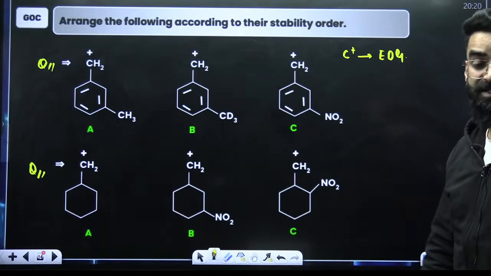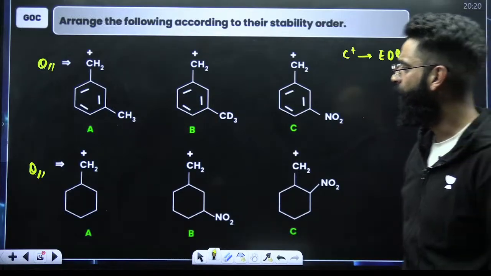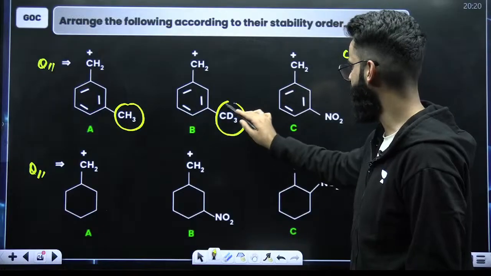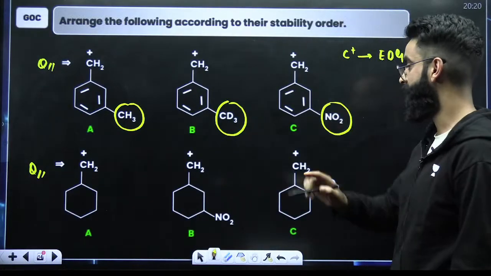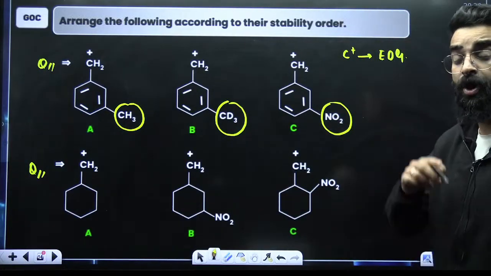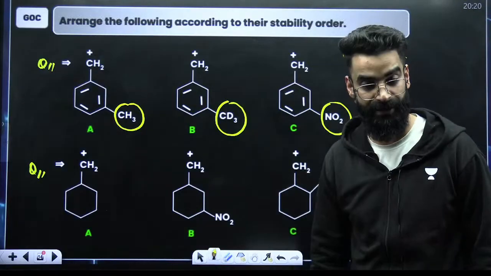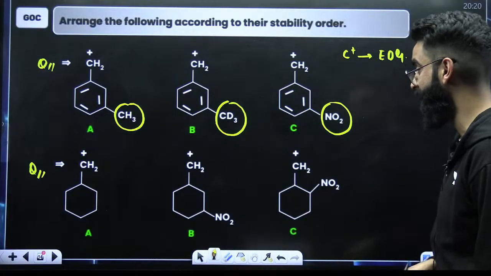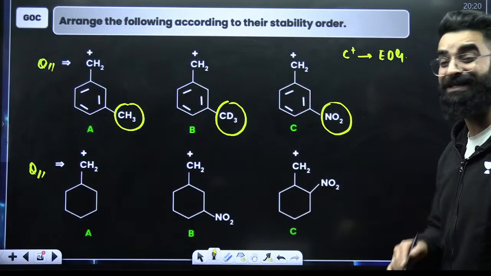Carbocations are stabilized by electron donating groups. If you look at CH3, it is electron donating. This is also electron donating. This is electron withdrawing. This is electron withdrawing. Electron donating groups stabilize the carbocation, right? And electron withdrawing groups destabilize the carbocation. So which of the following carbocations is least stable?